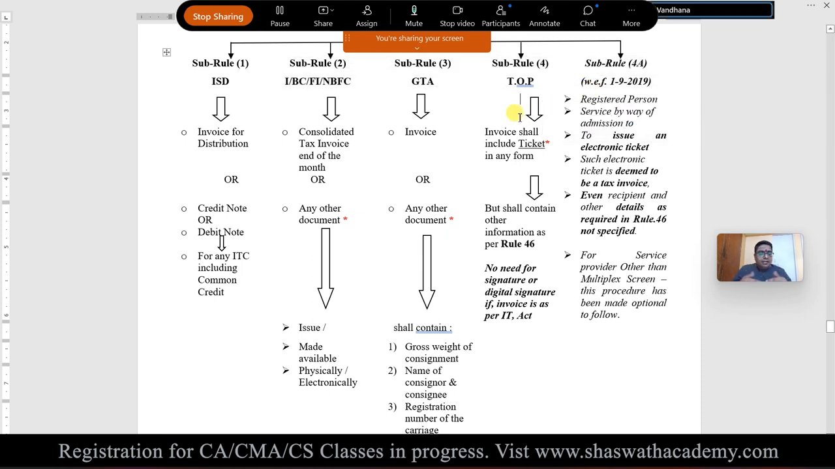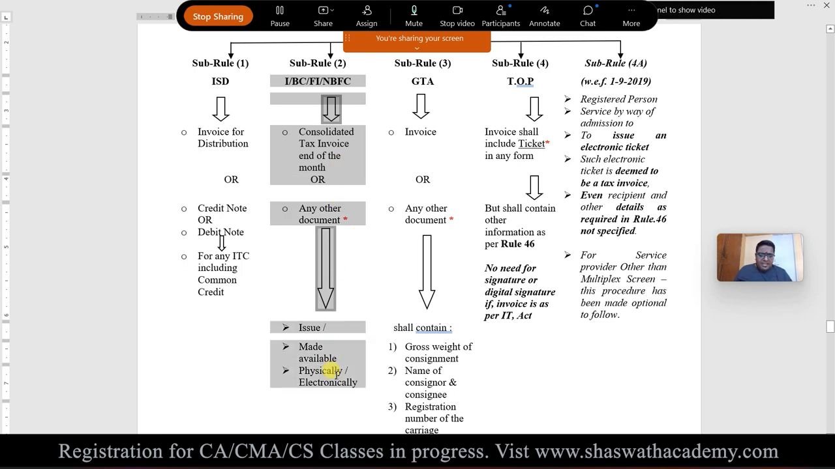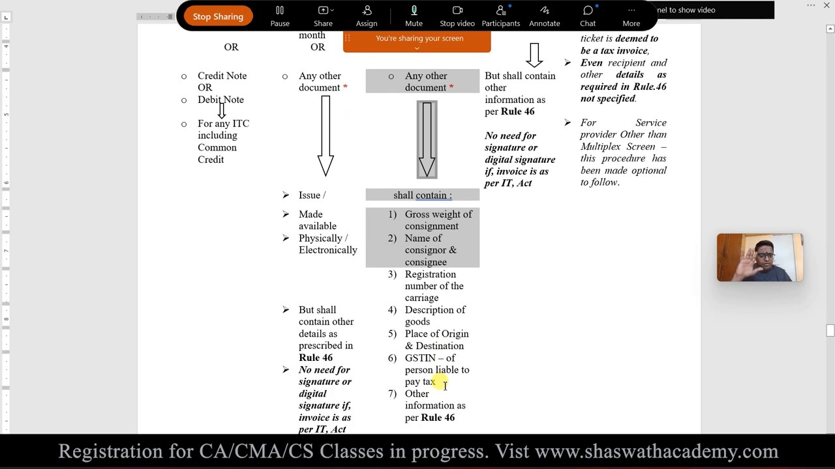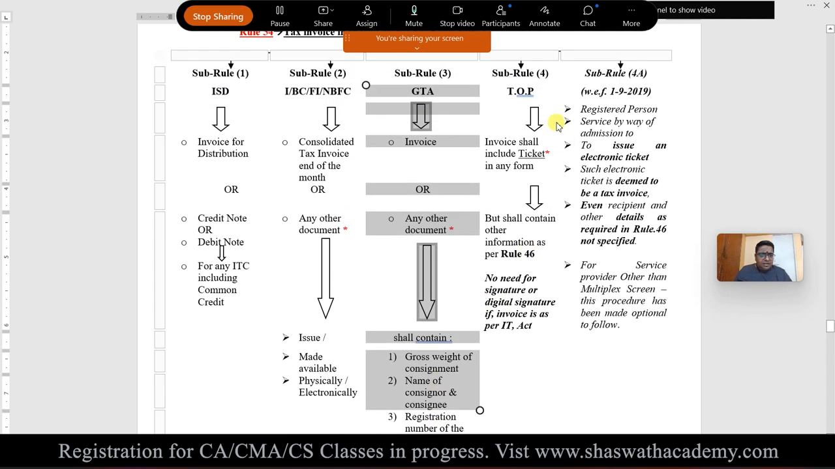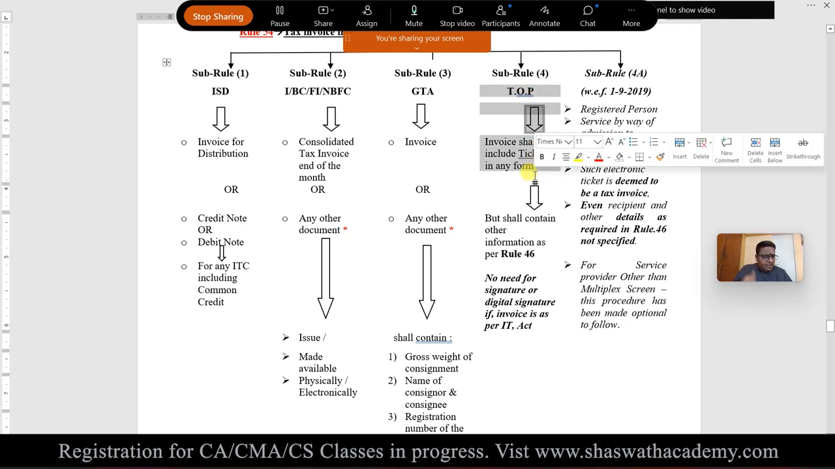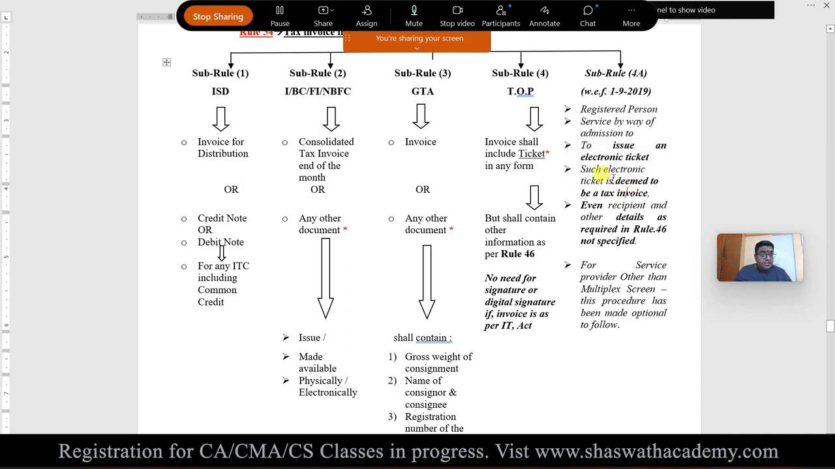Yes, sir. That is why the law says, for bankers, they need not give a consolidated tax invoice or tax invoice. If they make anything available to download electronically or physically, that is sufficient. For a goods transport agency, if they issue a consignment note with all these contents, absolutely fine, it's enough for me. And for transportation of passengers, if they issue a ticket in any form, that's fine. I'll treat the ticket itself as the invoice. And when it comes to multiplex theaters that issue an electronic ticket, that electronic ticket is deemed to be the tax invoice.